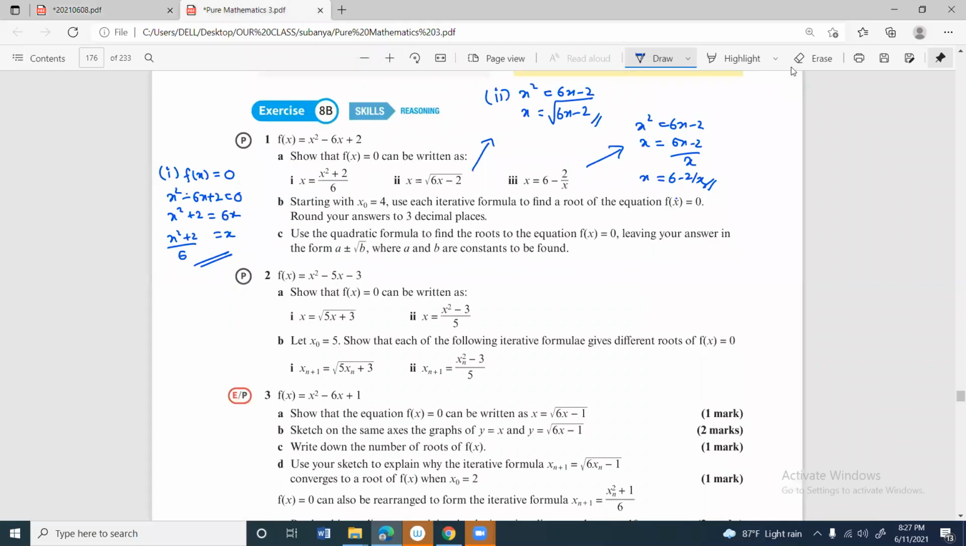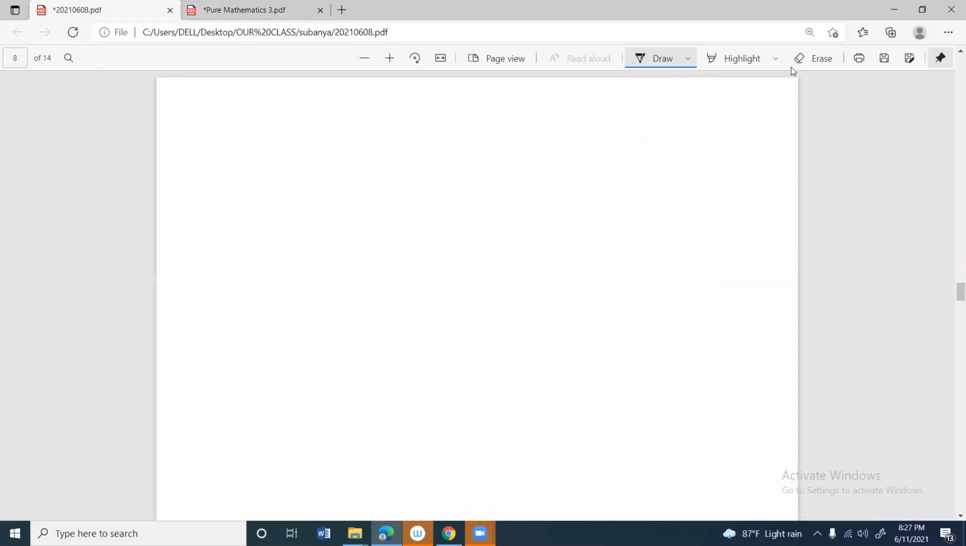Now let's start with the third formula: x_{n+1} equals 6 minus 2 over x_n. Starting with x_0 equals 4, x_1 is equal to 6 minus 2 over 4. That turns out to be 5.5.